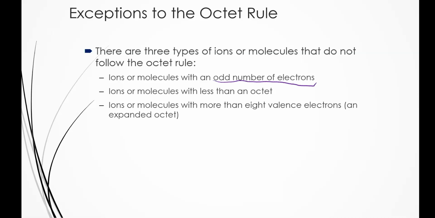The other one, which is the most common way that we break our octet rule, is ions and molecules might have more than 8 valence electrons. This is called an expanded octet. Now, there are restrictions about who can expand, so we want to make sure that we talk about that.